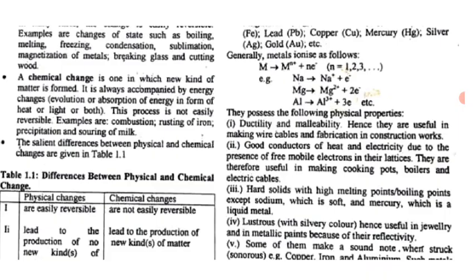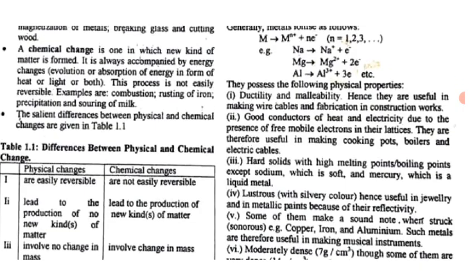Number two, they are good conductors of heat and electricity due to the presence of free mobile electrons in their lattice. They are therefore useful in making cooking pots, boilers, and electric cables. They are ionized by electron loss, so these electrons are kind of free. They keep losing electrons on interaction with other substances or elements. Due to the vibration, they can conduct heat and electricity very well.